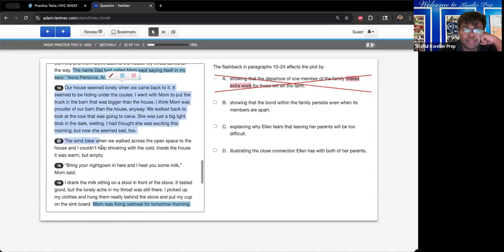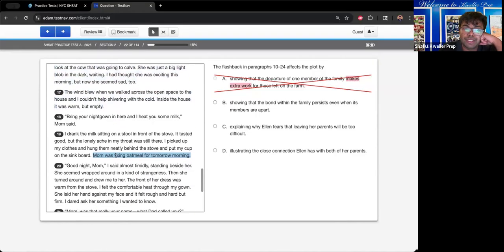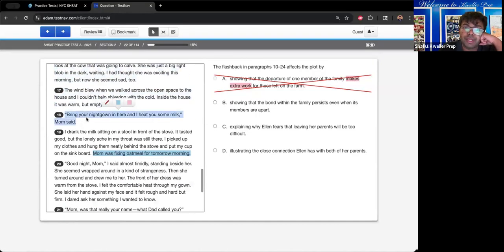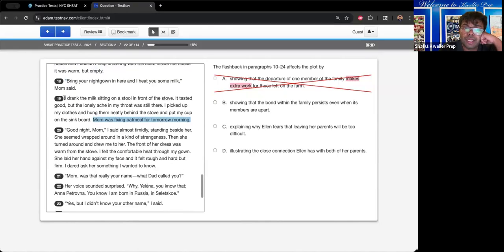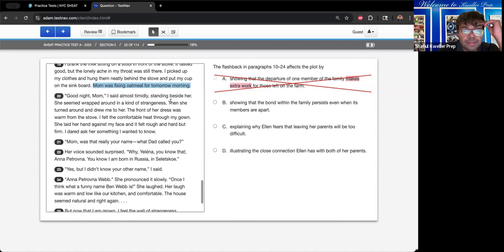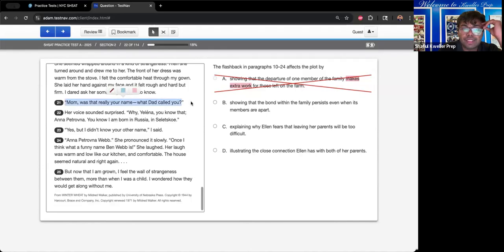This just gives more details about how the house was empty when he was gone. Mom says, "Bring your nightgown here. I'll heat you some milk." And then the mom fixed oatmeal for her tomorrow morning. And then here it seems like she just goes back to this idea. Mom, was that really your name? What dad called you? Yes, but he didn't know your other name.